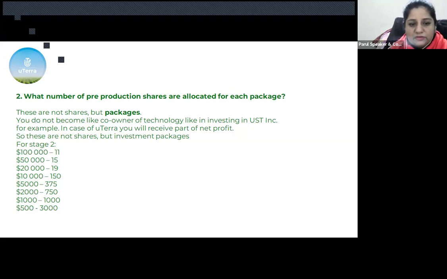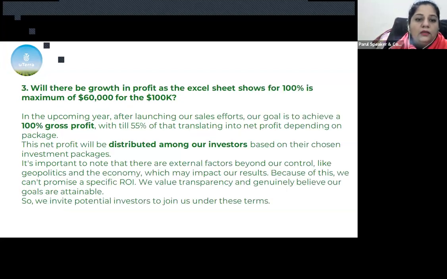For stage two, in the previous slide, I showed you how many are left. It's clear that for the $500 package, when we started there were 3,000 packages, and now only 794 are left, if I'm not wrong. In the first few slides I have shown you, right? So that many people are interested. So be quick.